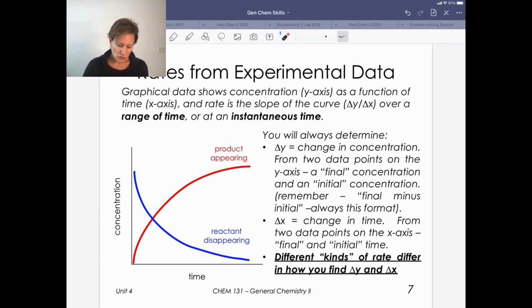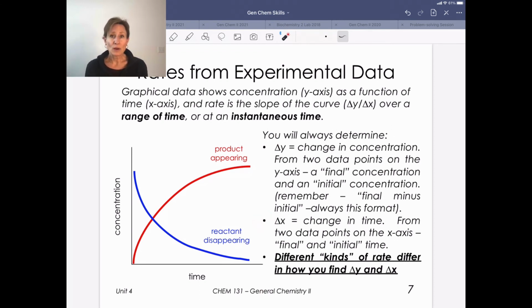So if we get the slope of the line at any point here, what we're going to get is the rate. Anything from this line is going to be the rate of a product that's appearing. Anything on this line, a rate of a reactant that's disappearing. Okay, so highlighting, we need to determine a change in y and we need to determine a change in x.